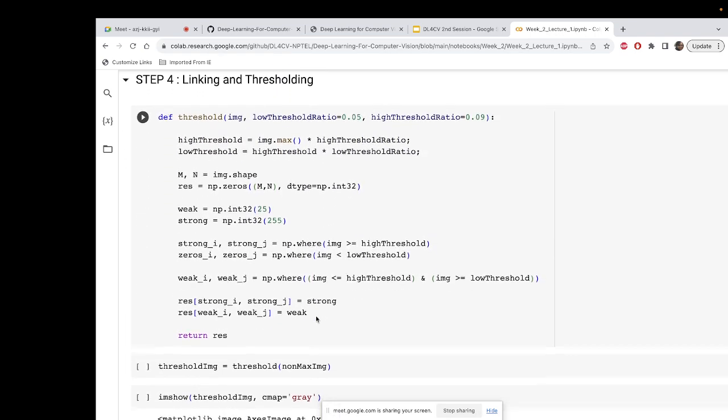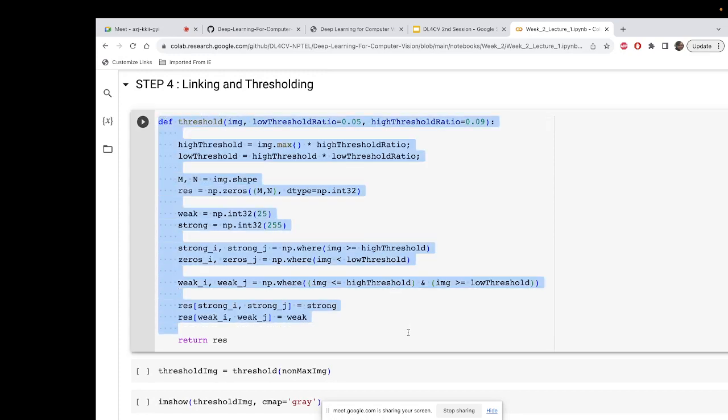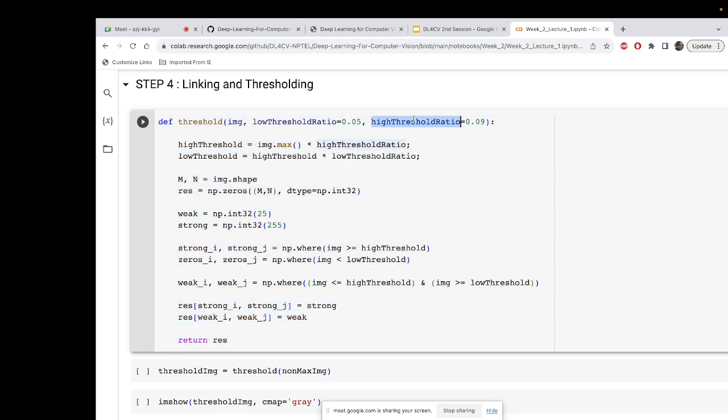That's it. Now linking and thresholding, like I said, is very simple. So the idea is simply this, that I will have a high threshold and a low threshold. In Sobel we had only one threshold. So if my gradient magnitude was higher than that threshold, I would select that particular pixel location to be an edge point, otherwise not. Here we have 2 instead to make things a little bit better.